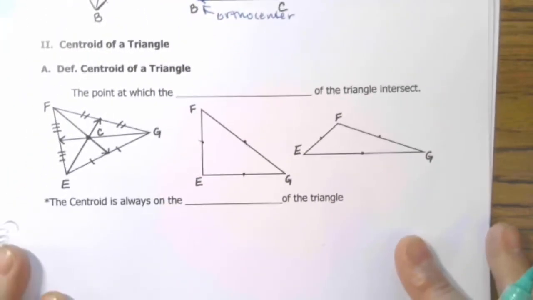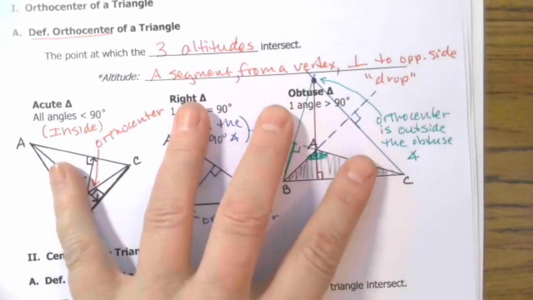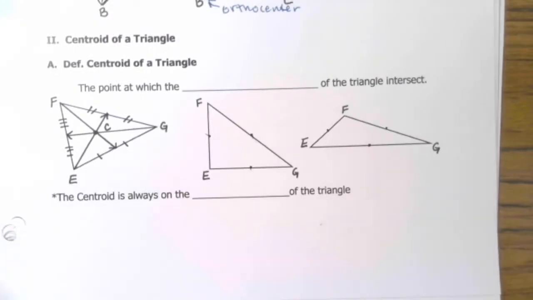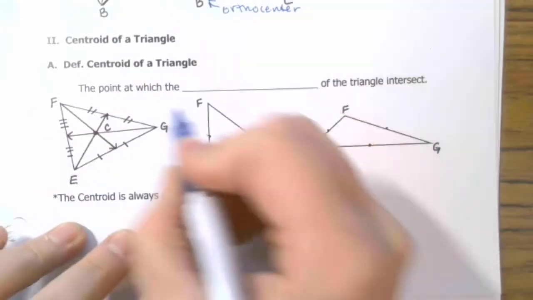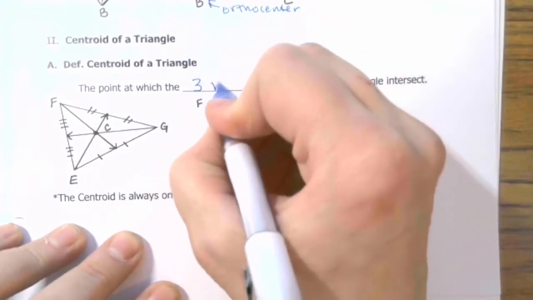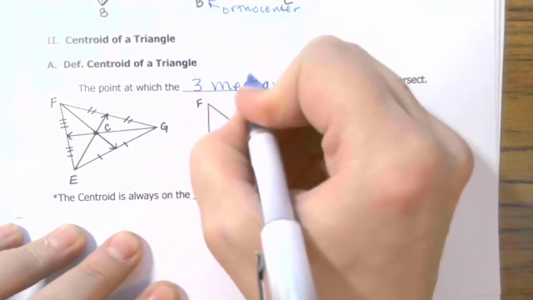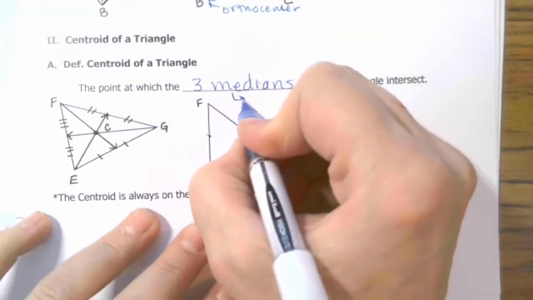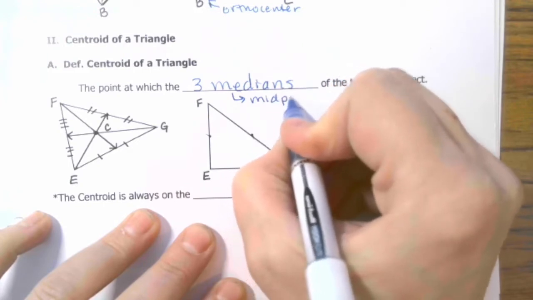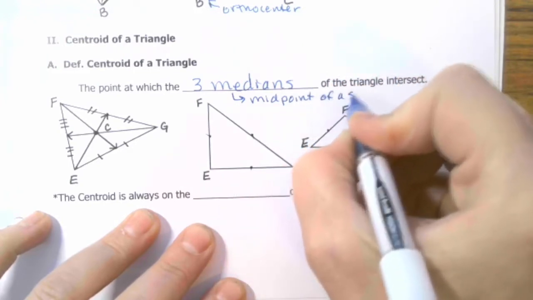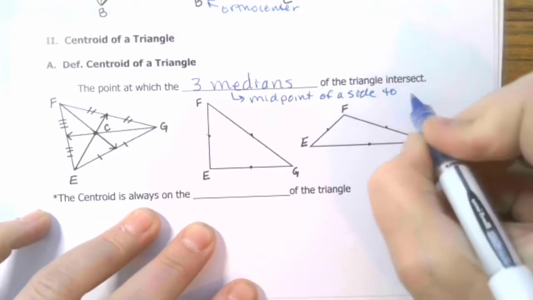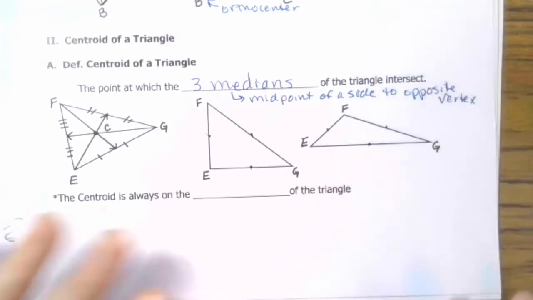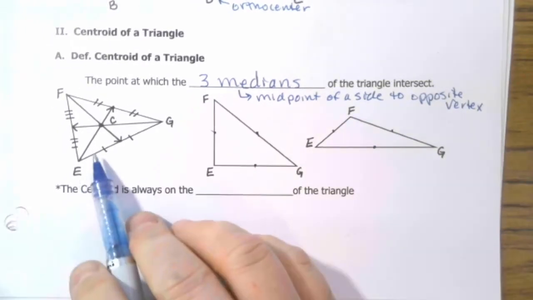Okay, so we're going to do a centroid. So that's orthocenter. Now we're going to do centroid. The centroid of a triangle is the point at which the 3 medians of the triangle intersect. Now, just to remind you that a median is from the midpoint of a side to the opposite vertex. That's a median.